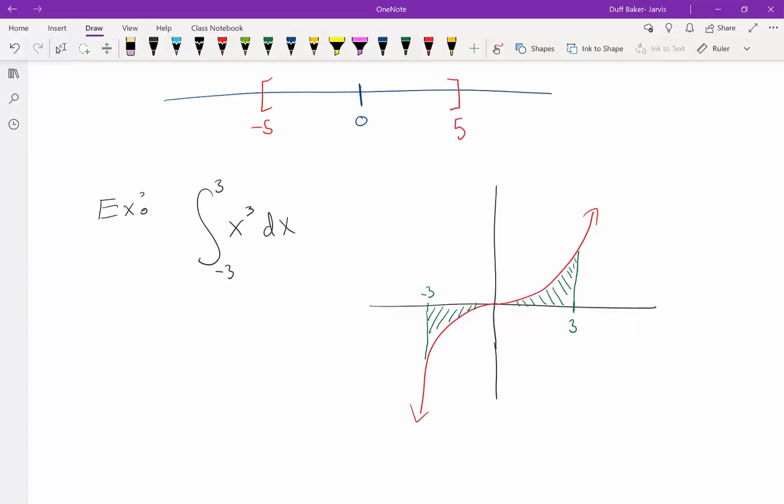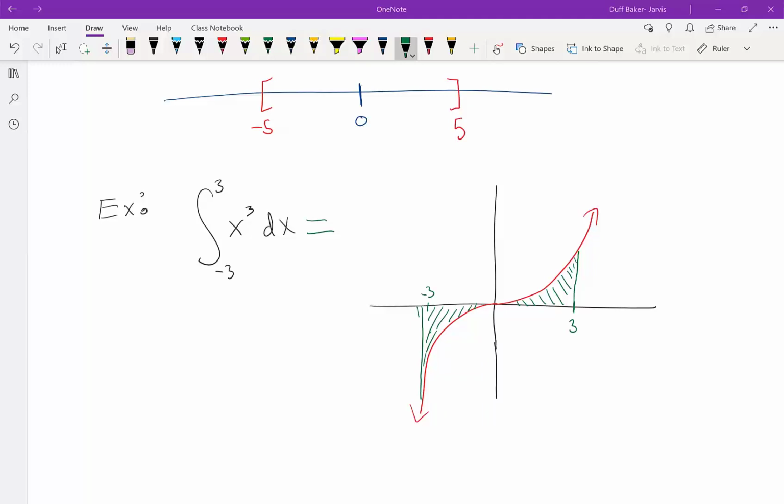Now my picture doesn't look quite symmetrical. Maybe if we move it out a tiny bit more. So based on this picture, what do you guys think the answer to this integral is? What should this be? Any guesses? Yeah, good, it's 0, right?